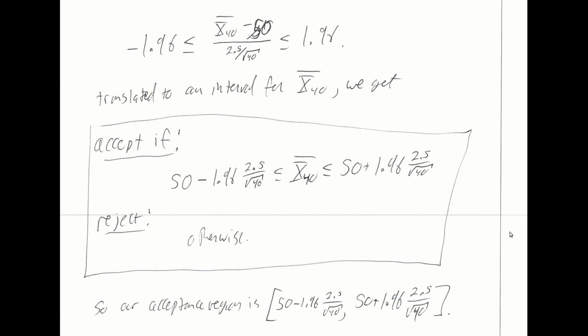So we knew that we wanted to accept the null hypothesis if x sub 40 hat ended up close to 50, and this gives us an interval centered on 50 such that if you assume the null hypothesis is true, there is only a 5% chance that our test statistic falls outside of this interval. That is, a 5% chance to reject the null hypothesis under the assumption that the null hypothesis is true.